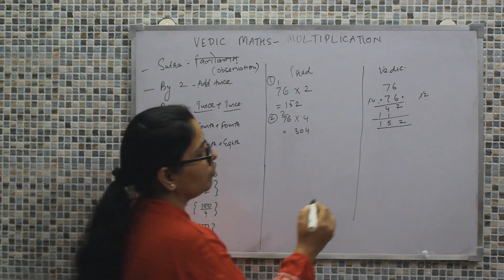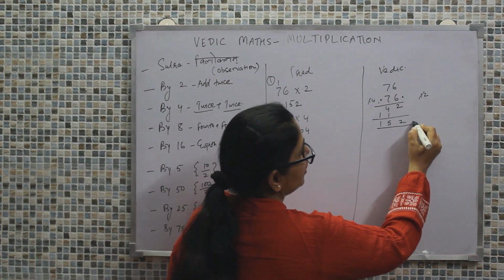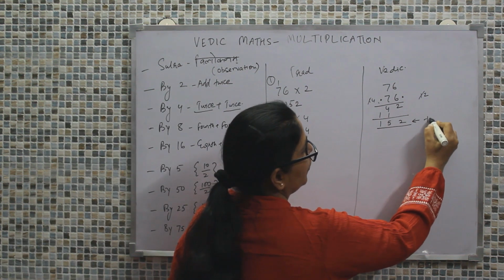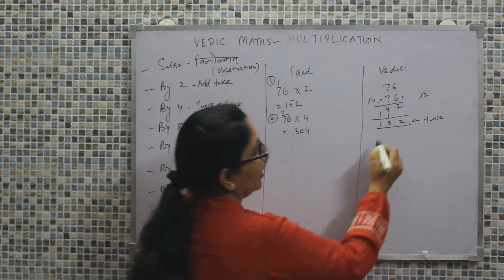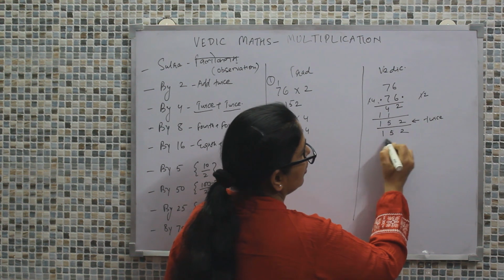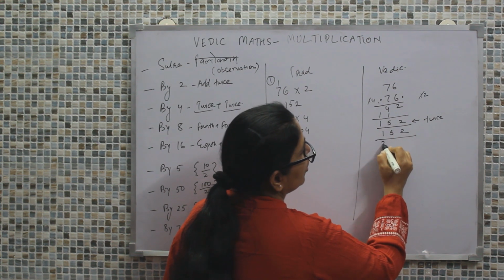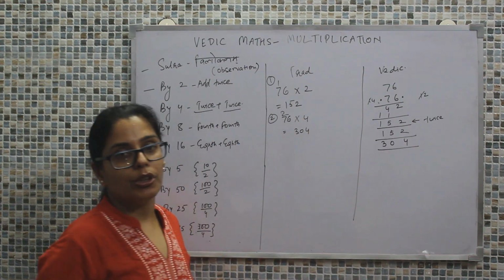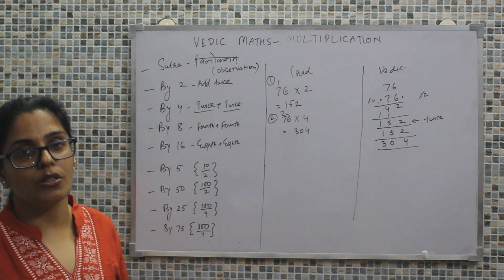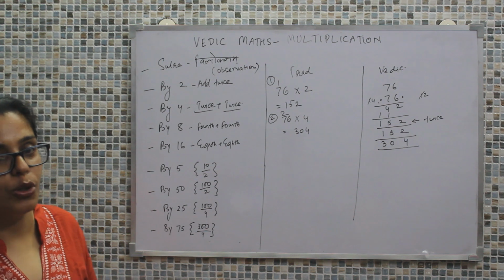Now, using the Vedic maths approach, as I told you, this is the answer which we have got when we have multiplied it by 2. Now, adding the same number again. So, we have 3, 0, 4. It means twice plus twice is going to give us the answer in terms of 4.